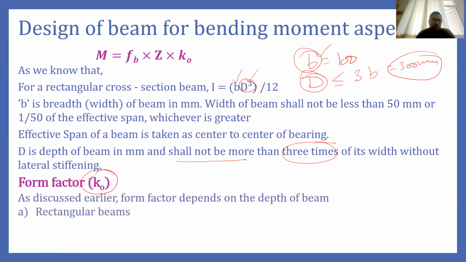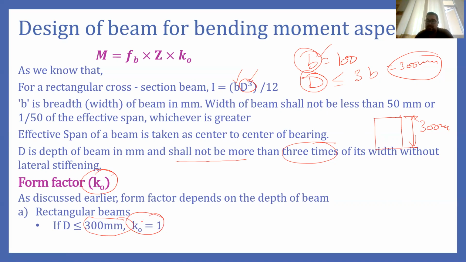If we talk about the rectangular beam, because in most cases the beams are of rectangular cross section, then for a rectangular cross section, if the depth of the beam is less than or equal to 300 mm, the value of K naught will be 1. Which means if the depth of the timber beam is less than or equal to 300 mm, we consider the timber as isotropic.